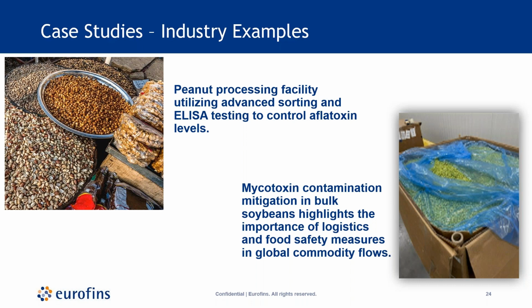Another case study on mycotoxin contamination mitigation in bulk soybeans highlights the importance of logistics and food safety measures in global commodity flows. In this example, quality management sampling protocols for laboratory testing were essential in monitoring and preventing contamination during transportation and storage. One effective strategy involved real-time monitoring of environmental conditions in storage facilities. By maintaining optimal humidity and temperature levels, the risk of fungal growth and mycotoxin production was significantly reduced. Additionally, biocontrol agents were used to suppress fungal contamination, providing a natural and sustainable approach to mycotoxin mitigation.